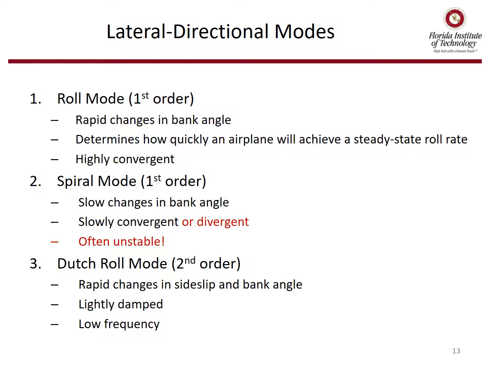The roll mode is a first order mode that involves rapid changes in bank angle. It determines how quickly an airplane will achieve a steady state roll rate, and it's highly convergent. The spiral mode is another first order mode which has slow changes in bank angle, and it can be slowly convergent or divergent, and it's often unstable.